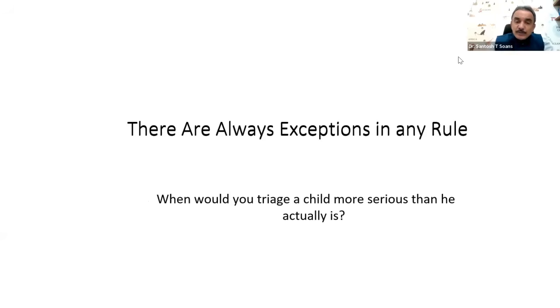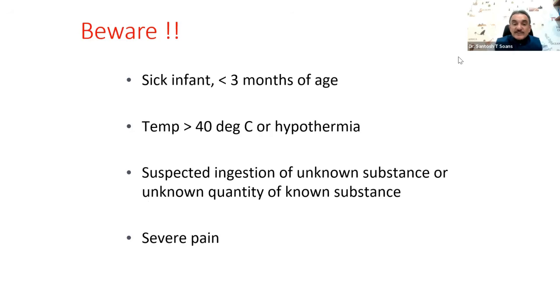But mind you, there is always an exception to any rule. Sometimes these exceptions don't hold good. What are these exceptions? When would you triage a child as more serious than he actually is? That means though he does not fall into the red category, you still feel that this child needs to be observed. What are these situations?